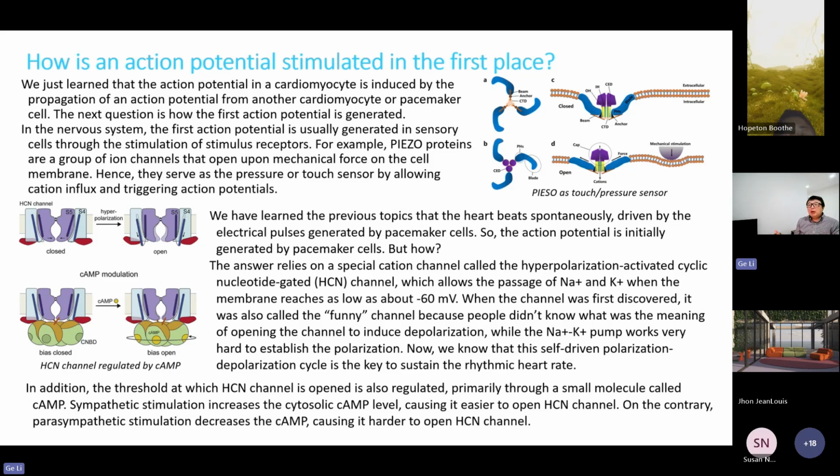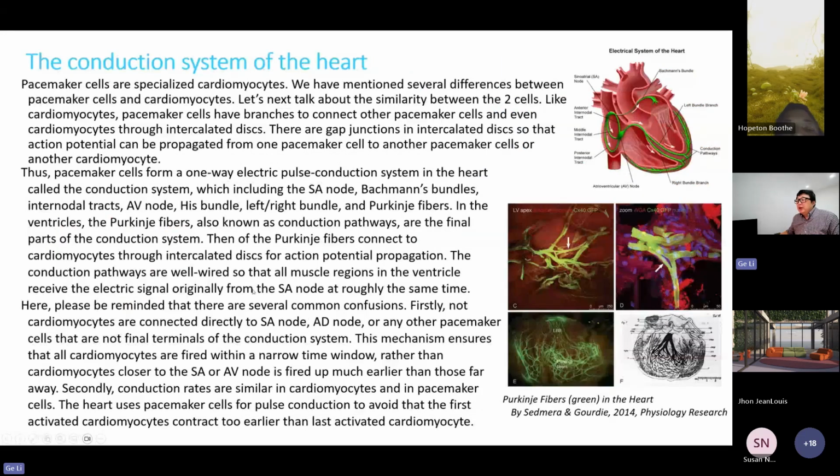And more cAMP bind to another protein that controls the HCN channel, making the HCN channel wider, and a wider channel will make the heart rate higher, faster. Then the parasympathetic will inhibit the cAMP release, and then the HCN channel will be narrower, and then the heart rate will be slower. That's basically how we regulate our heart rate.